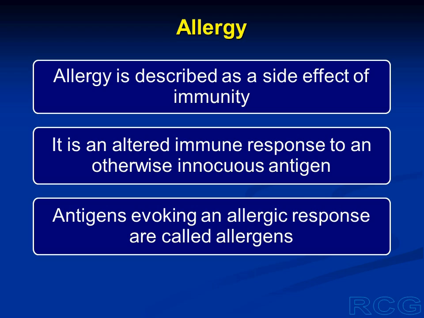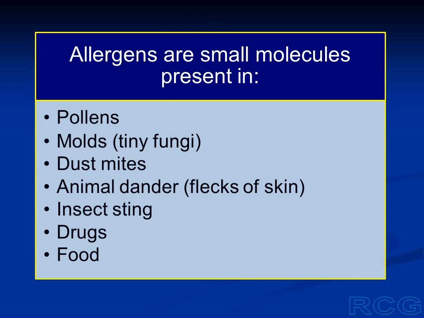An allergy is described as a side effect of immunity. The allergens are small molecules which may be present in pollens, in molds, in dust mites, in animal dander, that is flakes of skin of animals like dogs and cats. The allergens may be present in insect sting. Some of the drugs act as allergens in some individuals. Some components of food act as allergens in some persons.